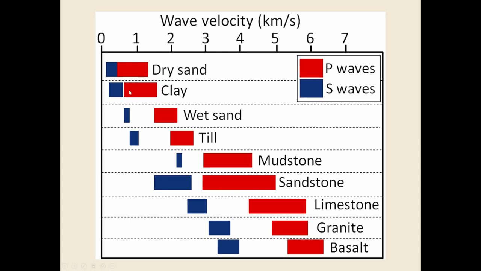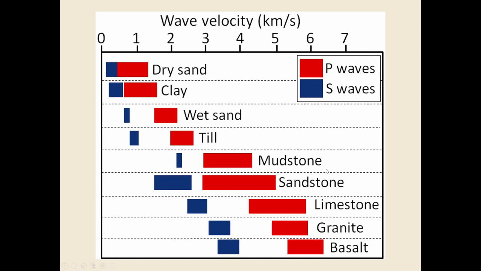So clays as well. So we notice P waves are the fastest in all of them, and we also notice that S waves are the slowest. But as we move down, we get to granite and basalt, we can see that the waves are going faster. And that's because these are more competent, basalt and granite. So they're stuck together a lot better, there's less gaps, they're also very, very solid. A brittle rock, whereas the ones down here are a bit more plastic, like wet sand or till.